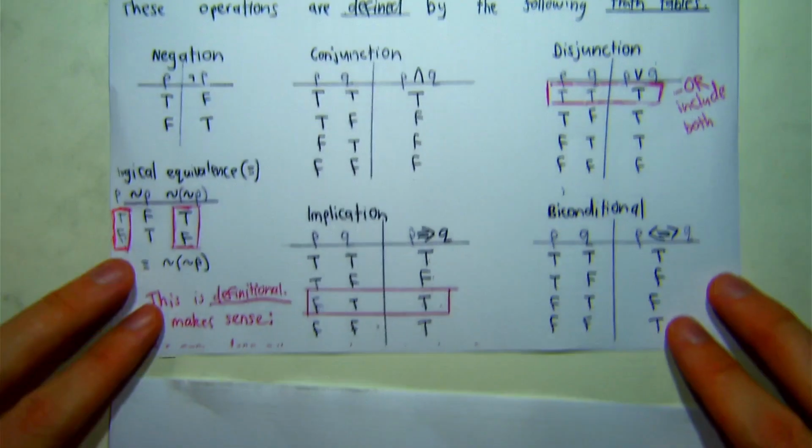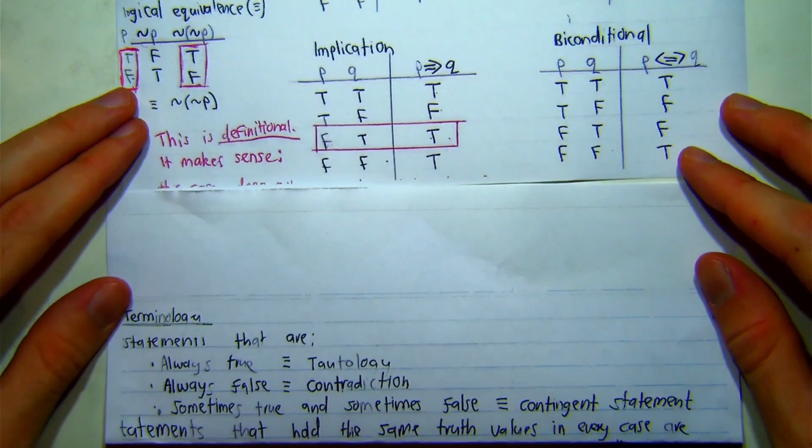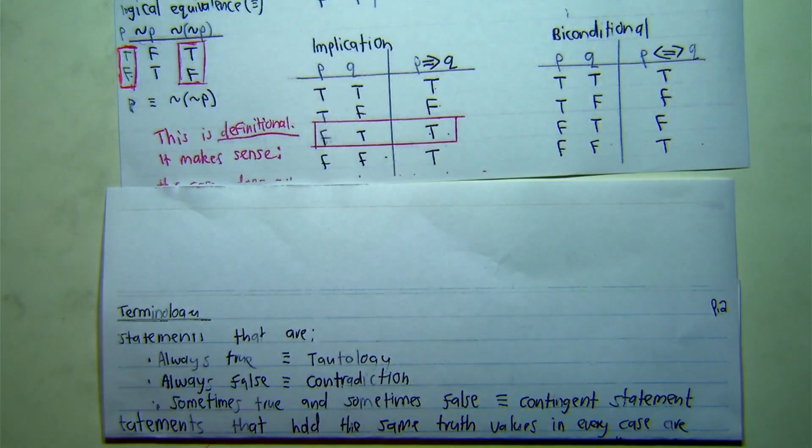Okay, last thing to quickly look at here is that statements that are always true are called a tautology in logic. Statements that are always false are called a contradiction. And statements that can be true or false, depending on the states of the world, are contingent statements.